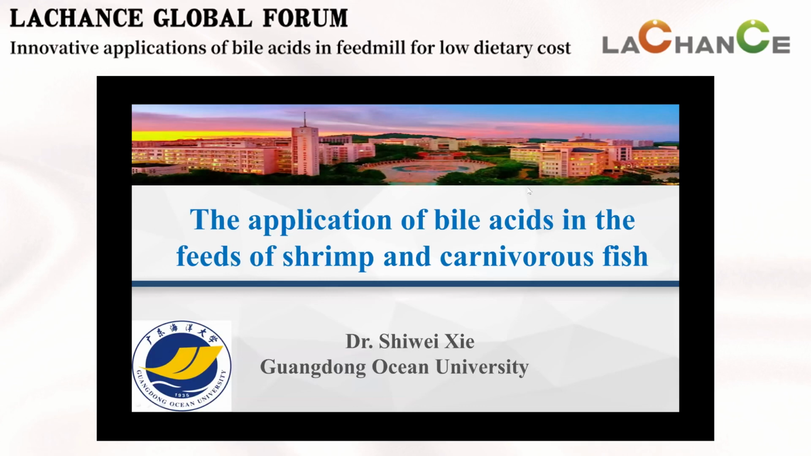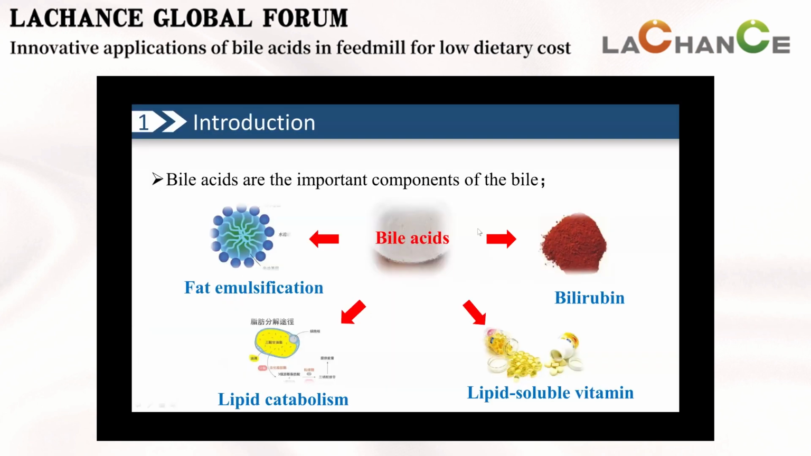About the bile acids in the feed of shrimp and carnivorous fish. Bile acids are important components of the bile, and they have many critical functions, such as enhancing fat emulsification, enhancing lipid catabolism, and enhancing the digestion of lipid-soluble vitamins. They can also produce bilirubin.